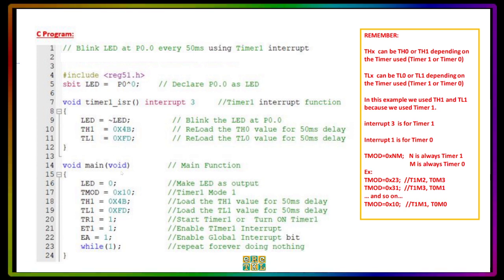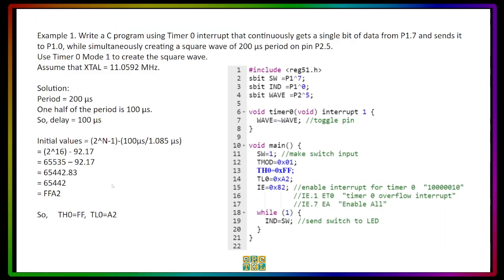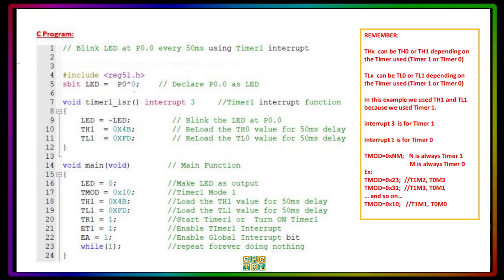Now, the main function here has lines 16 up to 23 to be repeated. And you will notice here that we make the port P0.0 or the LED equal to 0 just to say that it's an output port. So if it is an input port, then we will be using 1, just like what we have done in the previous example where P1.7 was made to become 1 because it's an input. But in this case, the port P0.0 is an output, so we need to put 0 in it. Now, the timer mode is equal to 0x10, and this number 1 is for timer 1, and number 0 is for timer 0.